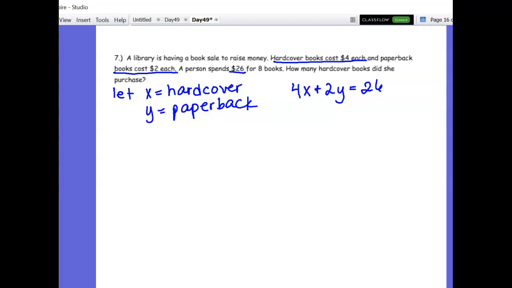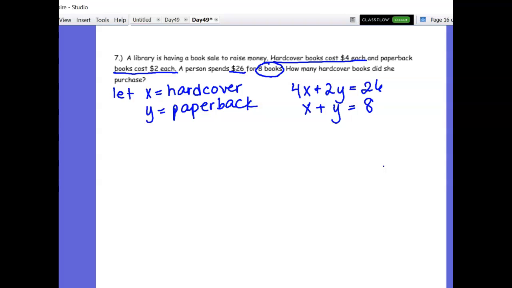Now, a lot of times, the second equation is actually pretty easy. It's kind of buried in there. And here it says we're buying 8 books. So that means if we buy X hardcover books and Y paperbacks, we should just get 8. So there's our two equations. So honestly, that's the hard part of it.